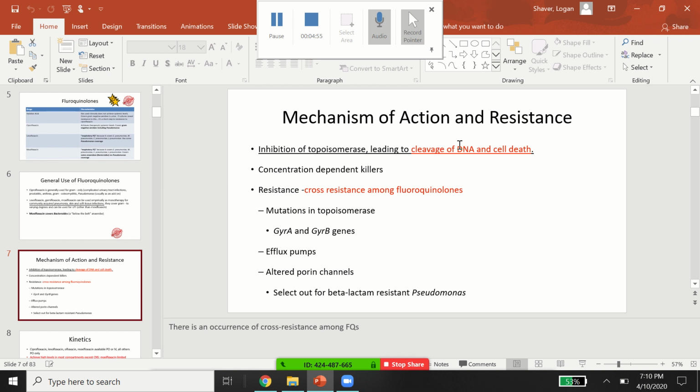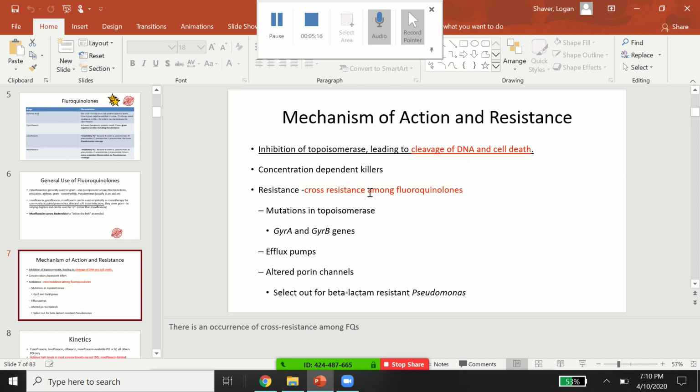And it leads to cleavage of DNA and cell death. So she wants you to specifically know that portion. I guess she doesn't care as much about the topoisomerase, but I would still put that in your memory just in case. But yeah, so cleavage, DNA, and cell death.